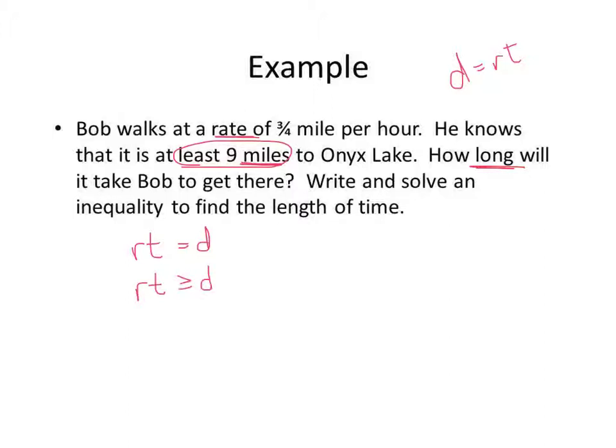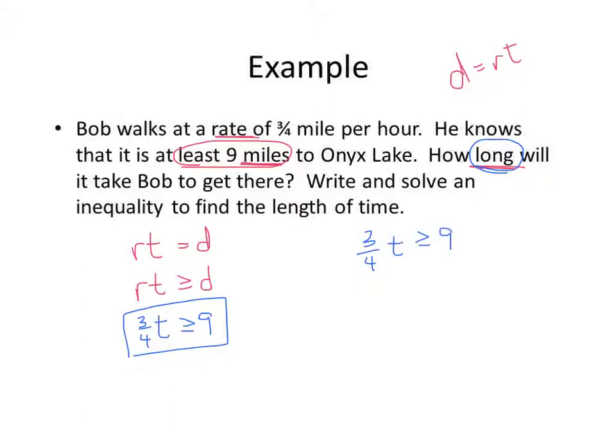If we plug in some numbers, R is 3/4. Time is T because we don't know, that's our variable. Greater than or equal to 9. So if it's at least 9 miles, I need to go at least 9 miles. I could go further. There's your equation. So write your equation. Solve the equation.